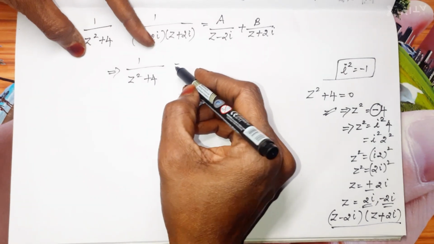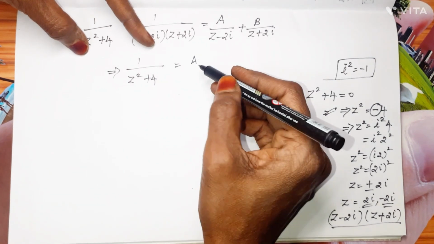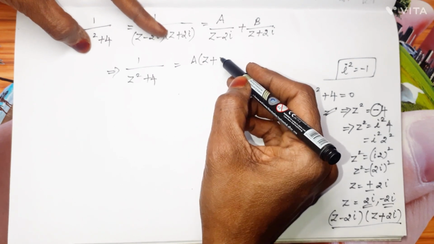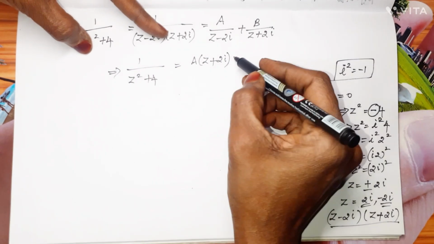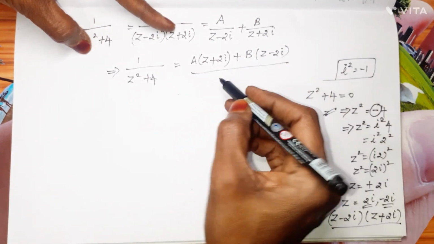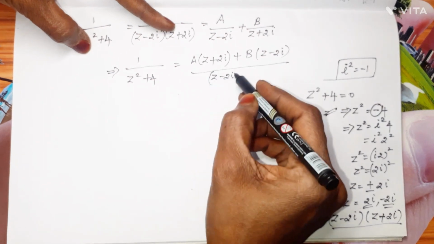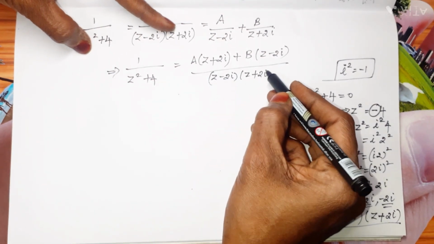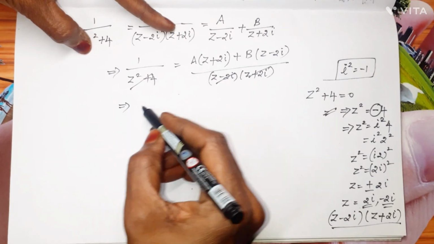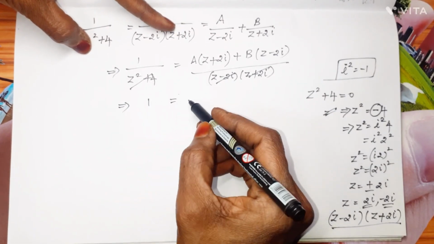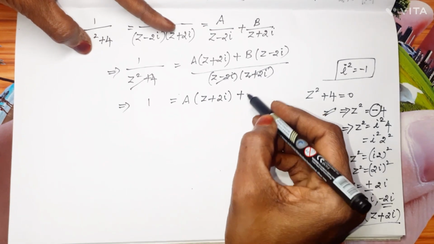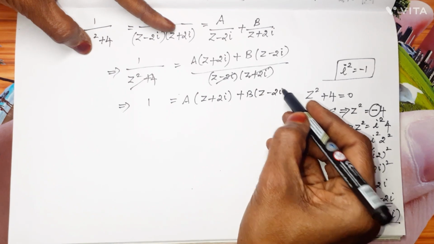So 1 by z squared plus 4 is equal to, now taking the LCM on the right side, A into z plus 2i plus B into z minus 2i, by z minus 2i into z plus 2i. Both the denominators are the same, so we can cancel them. After cancellation, we get 1 is equal to A into z plus 2i plus B into z minus 2i.